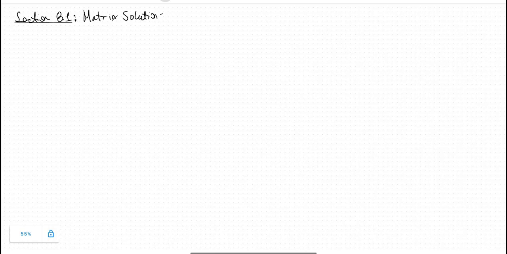All right, so let's take a look at a method of solving a system of three variables, and it's very similar to the last method we did. If you recall, the last method was called Gauss elimination. This one is going to be called Gauss-Jordan elimination. This is section 8.1, and it has to do with matrix solutions.